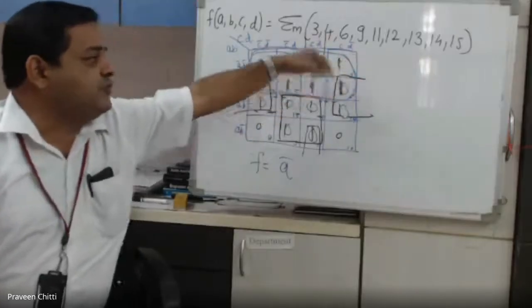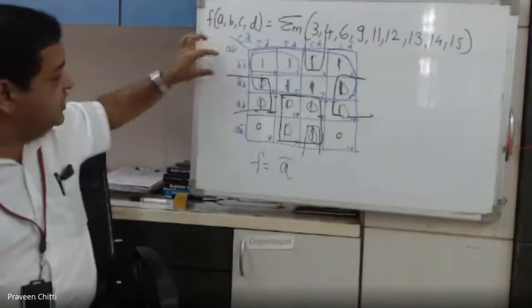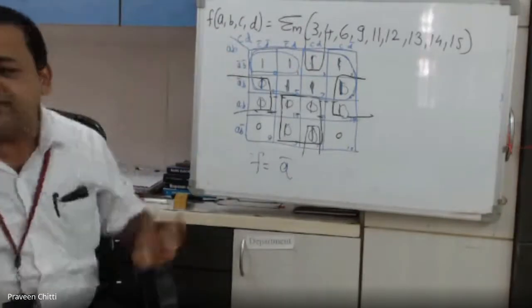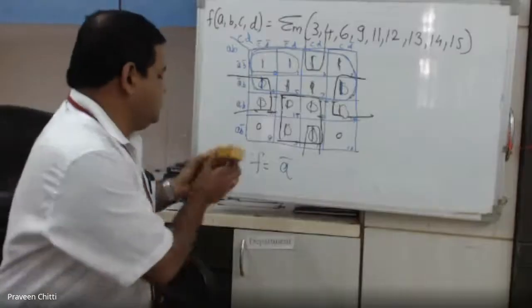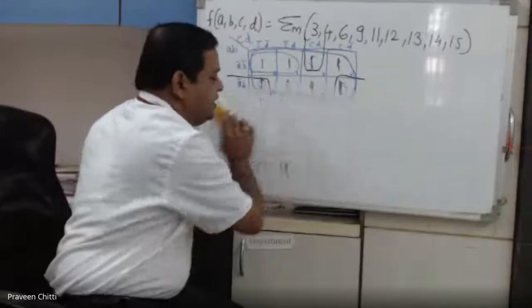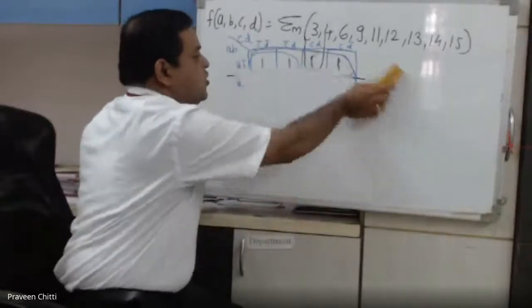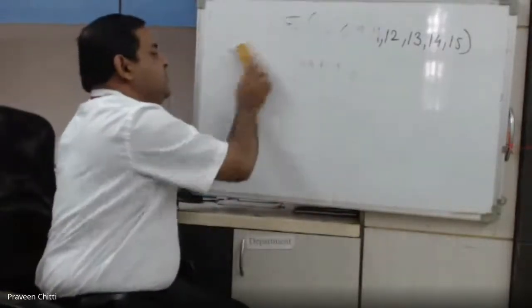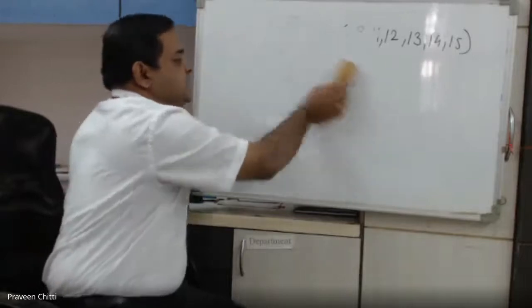Yes, because here you are covering all the columns, so nothing will come from the column side. You will get only A bar from these 2. Is that clear? Yes, sir. That means all of you understood how K-map can be simplified whenever a canonical SOP expression is given.